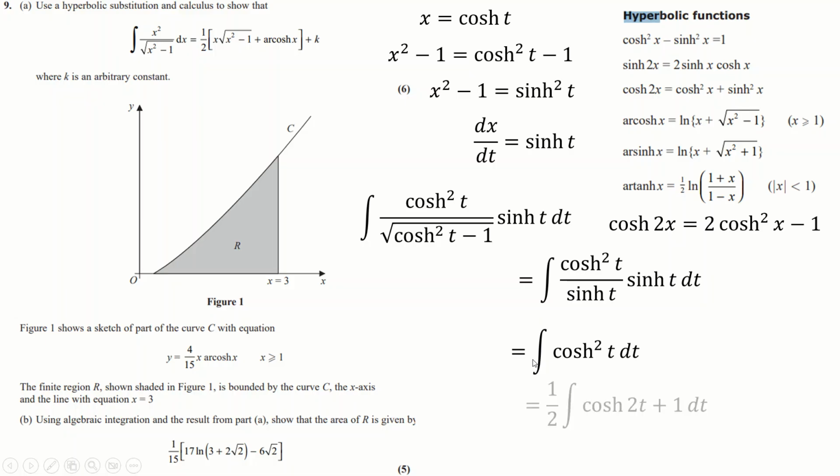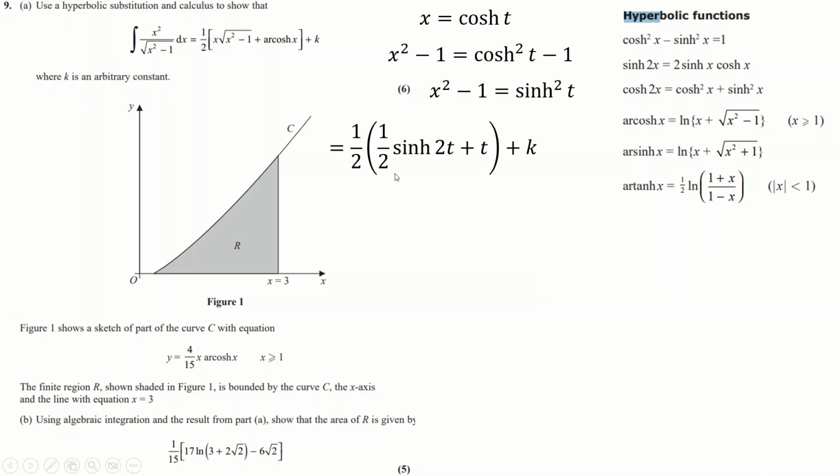So I'll put the half outside, the all over 2, put that outside, and just say cos 2x plus 1. And then integrating this is not hard. I think I can just do that straight away. It integrates straight to sine, as it always does. Put a half underneath, put a plus t there, and of course a plus k because you're doing integration. So you have a constant.